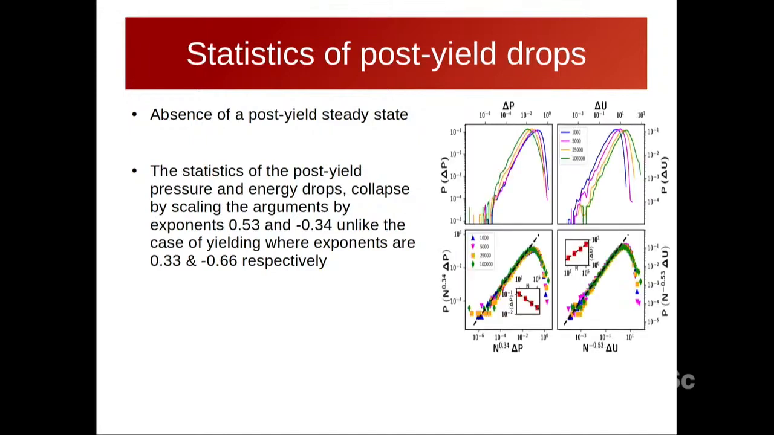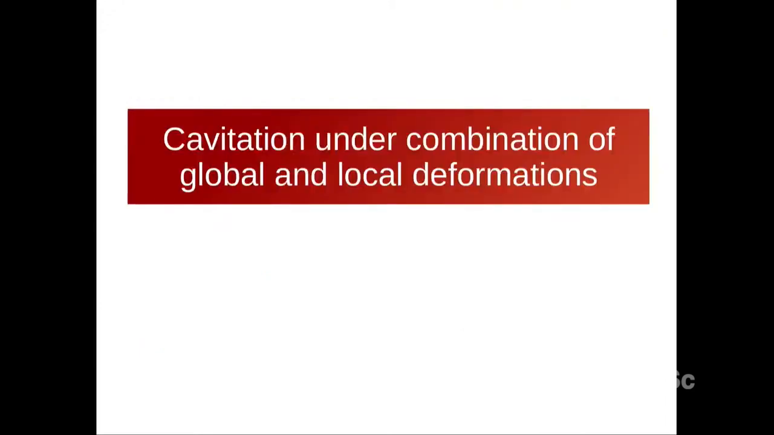And what we see is that the statistics of the pressure drop and the energy drop collapse onto each other if you scale by the exponents 0.34 and minus 0.53. So these exponents are different from the AQS case, where under athermal quasi-static shear the exponents are 0.33 and minus 0.66. So these exponents are different, but you still see a collapse of the distributions. And the means of these distributions follow these same exponents, 0.53 and minus 0.34.